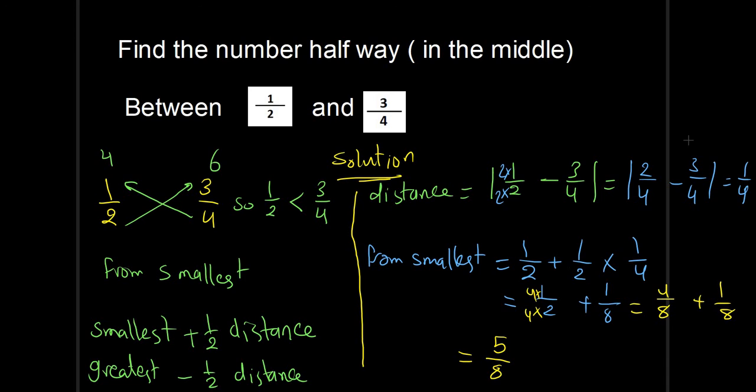So the number halfway, the number in the middle between the two numbers 1 over 2 and 3 over 4, will be 5 over 8. Okay, thank you very much. I wish you understand, and you will do the same to find the third way and the fourth way, but you change this half with third and fourth. Okay.